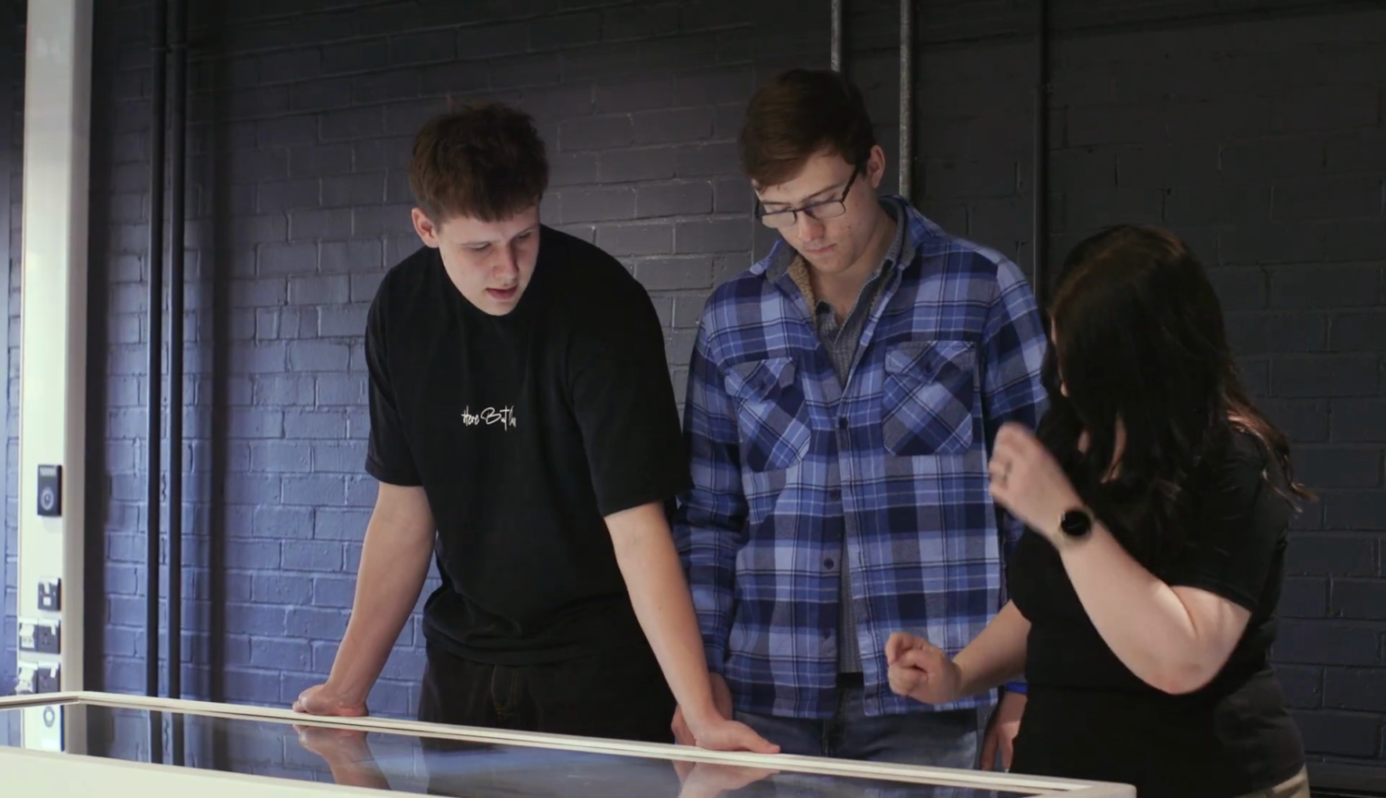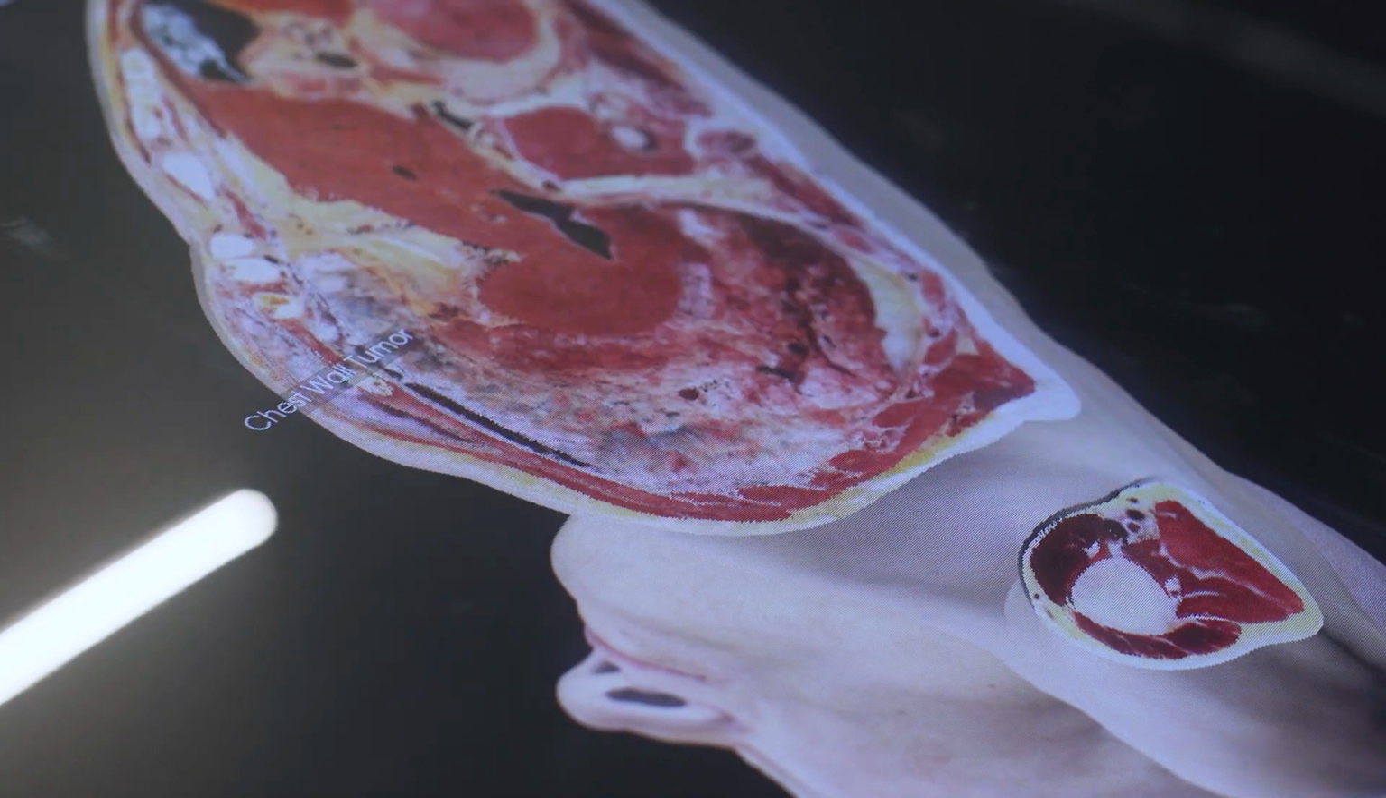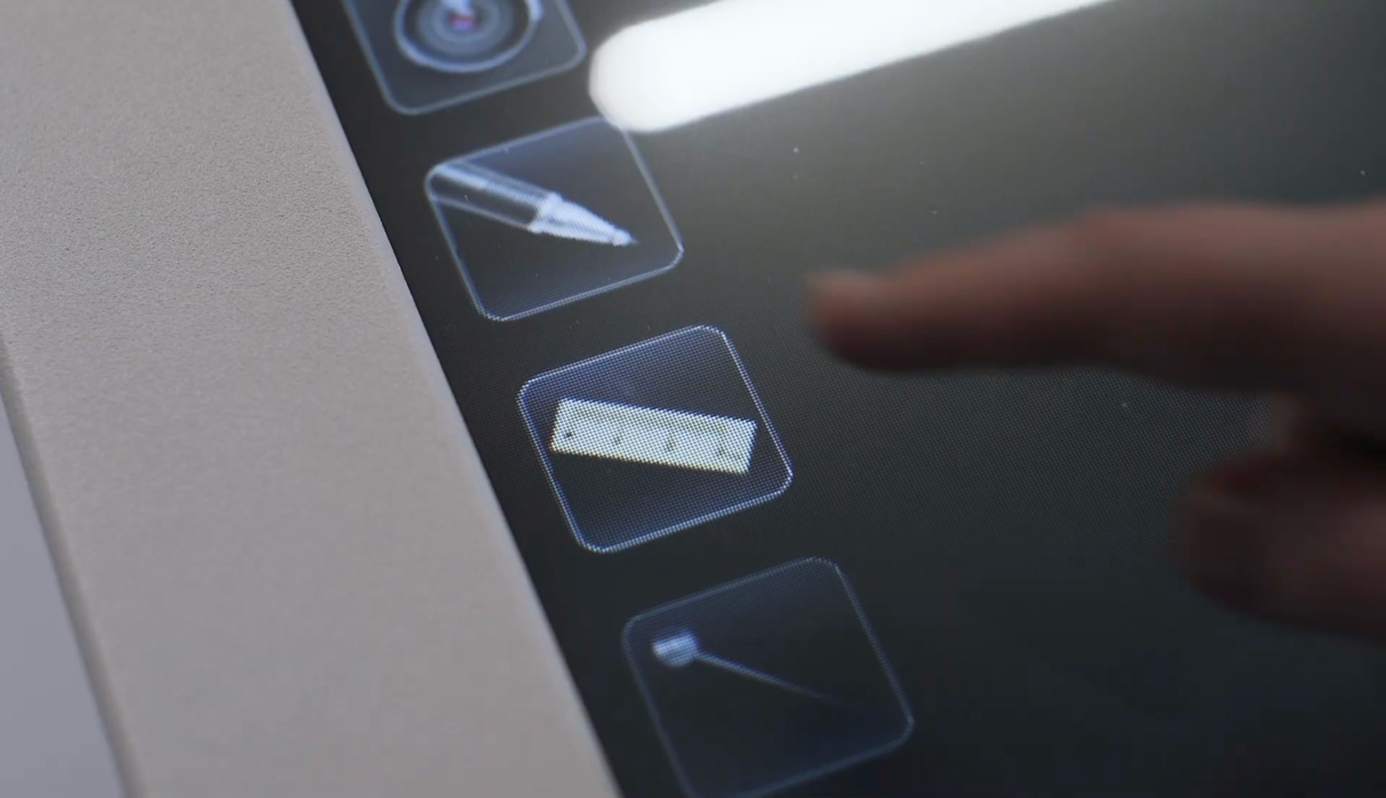And you can really use it to find out what each piece of the body is, but also to explore how, in our case, cancer metastasises through the bloodstream from one organ to another. And also to allow the students to explore what a tumour actually looks like in a real person.